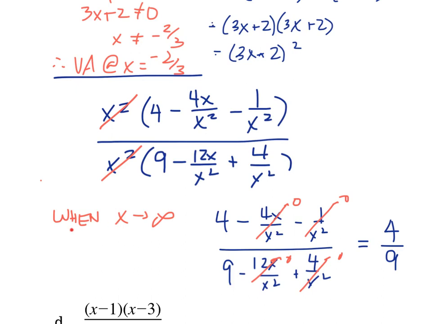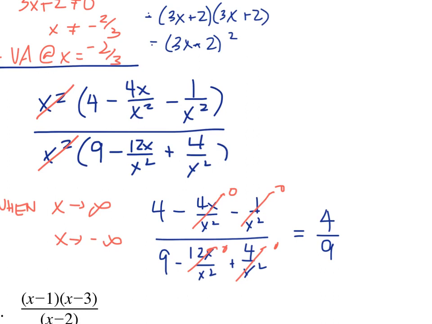If I plugged in a very, very large negative number, would it be the same thing? And the answer is yes, because you still have a very large number in the bottom, and that's still going to make this thing go to 0, and that's true for all of them. So that also applies when x goes to negative infinity, right? So when x goes to infinity and when x goes to negative infinity, I'm just going to write it over here, y goes to 4 over 9, for both positive and negative infinity.